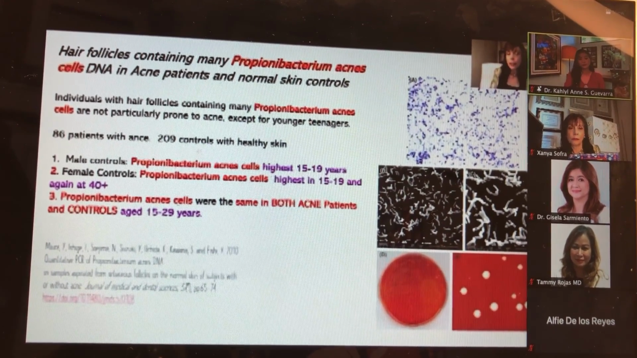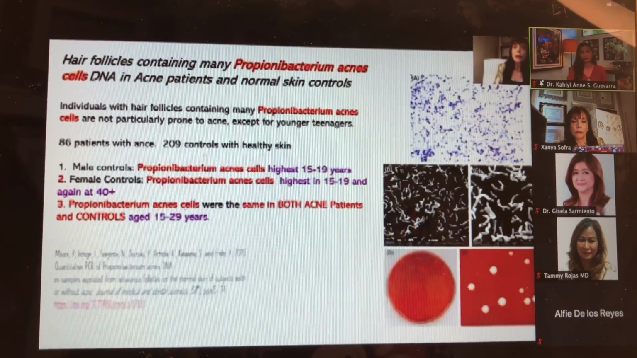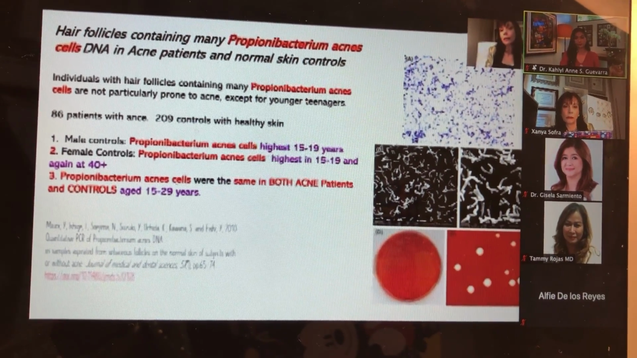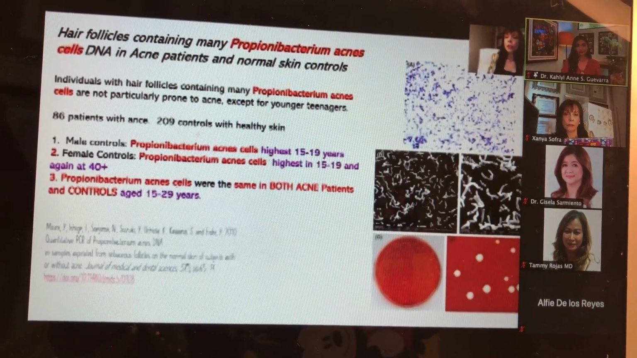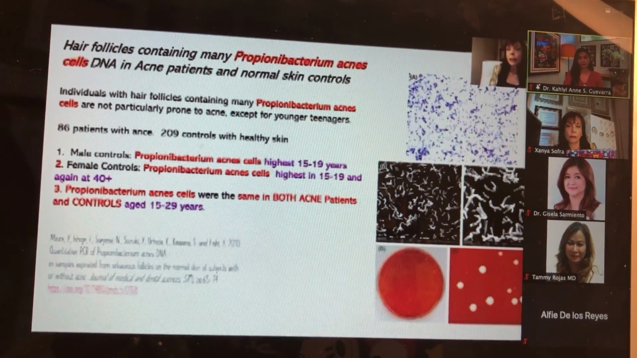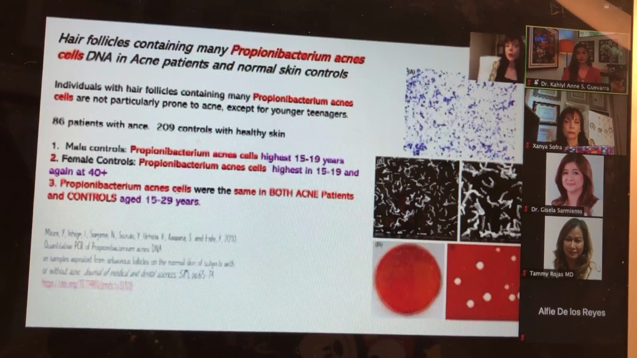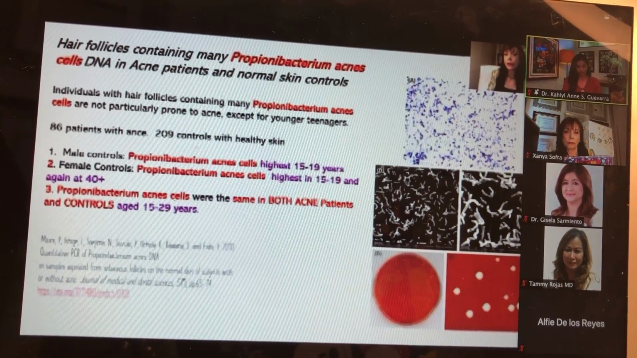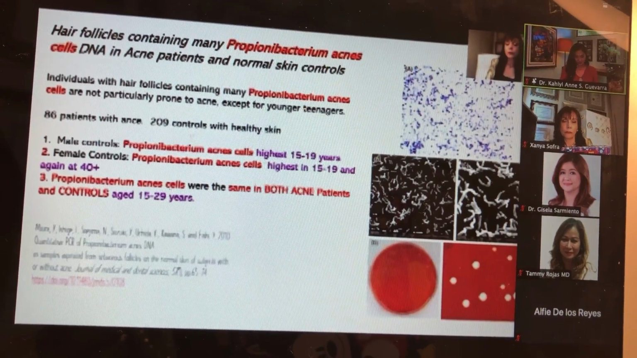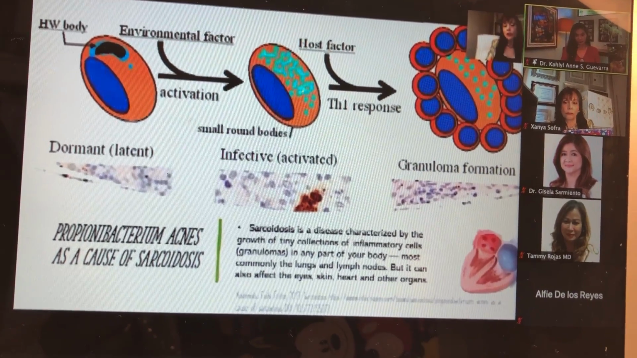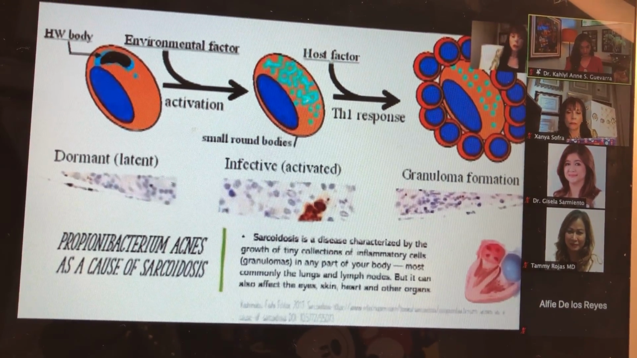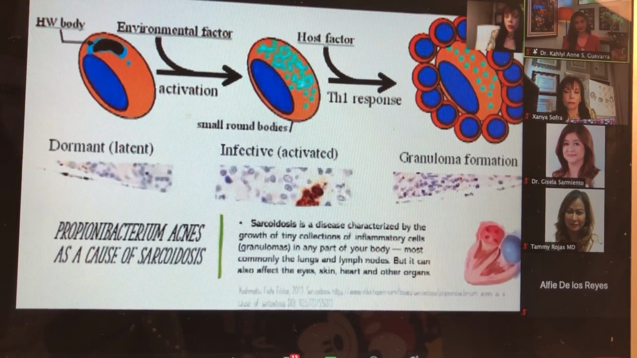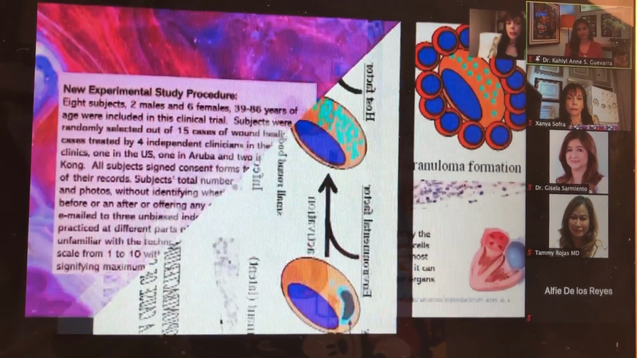This is a very interesting study because here it basically states that Propionibacterium acnes cells are not the only reason for acne. Acne is a conglomeration of many different things that includes environmental factors and inflammation. Propionibacterium acnes has been found to be one of the main causes of sarcoidosis. Sarcoidosis is a disease characterized by the growth of tiny collections of inflammatory cells.